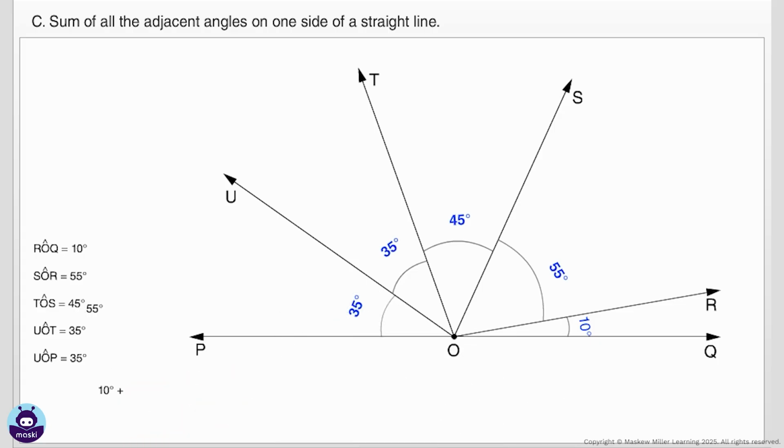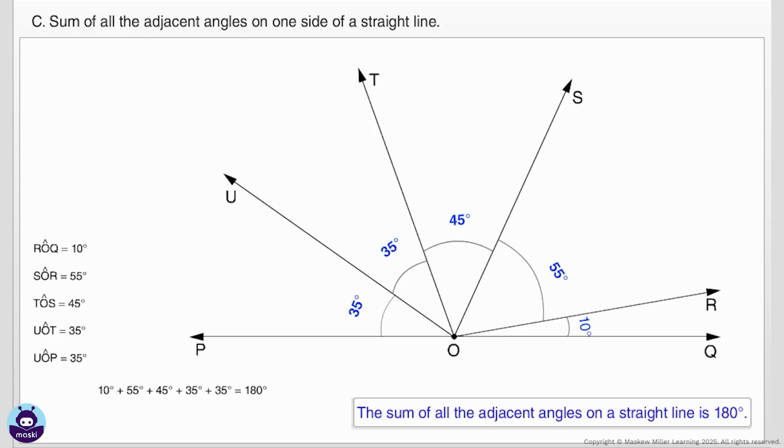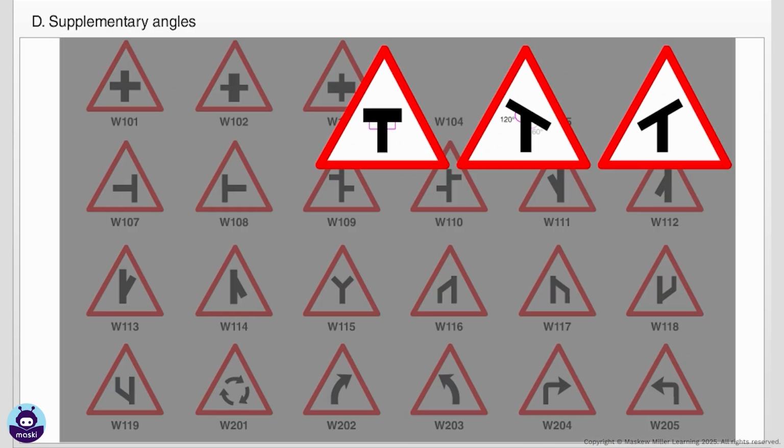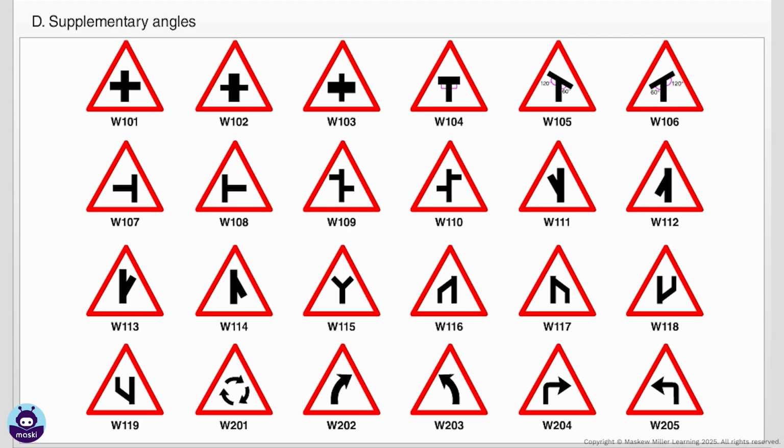Now let us sum all the adjacent angles on one side of the straight line. We find that they all sum up to 180 degrees. Therefore, we can say that the sum of all the adjacent angles on a straight line is 180 degrees. Supplementary angles. When two angles add up to 180 degrees, they are said to be supplementary angles.